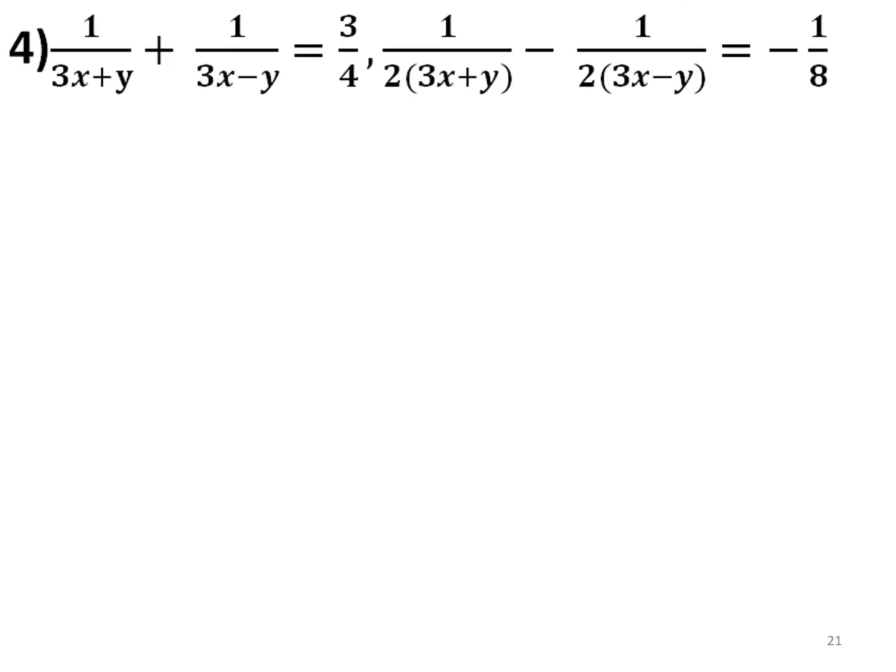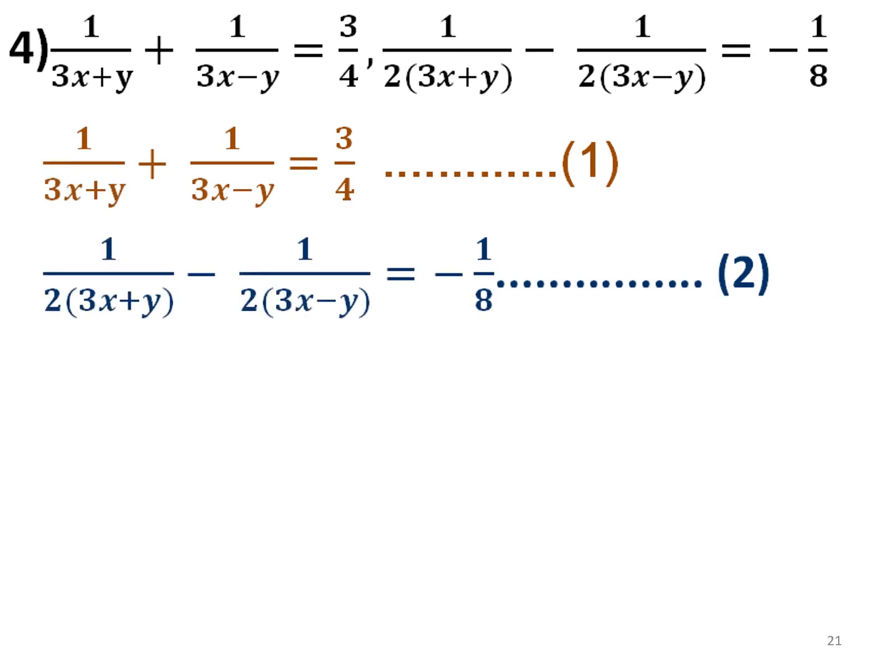Question number 4. 1 upon 3x plus y plus 1 upon 3x minus y is equal to 3 upon 4. 1 upon 2 into 3x plus y minus 1 upon 2 into 3x minus y is equal to minus 1 upon 8. 1 upon 3x plus y plus 1 upon 3x minus y is equal to 3 upon 4 is my equation 1. 1 upon 2 into 3x plus y minus 1 upon 2 into 3x minus y is equal to minus 1 upon 8 is my equation 2.